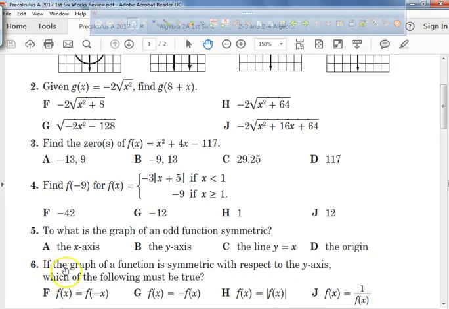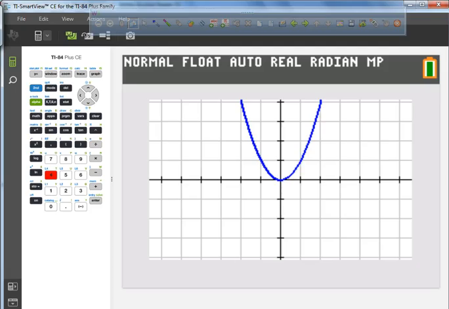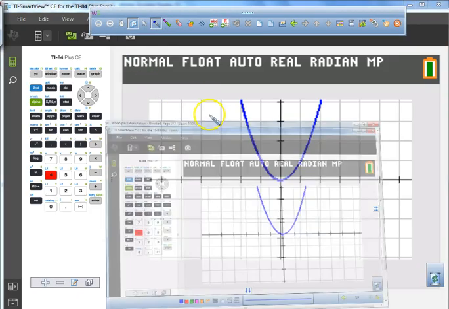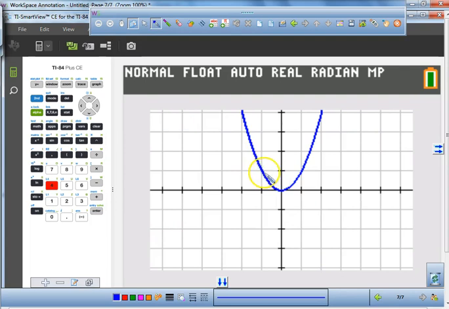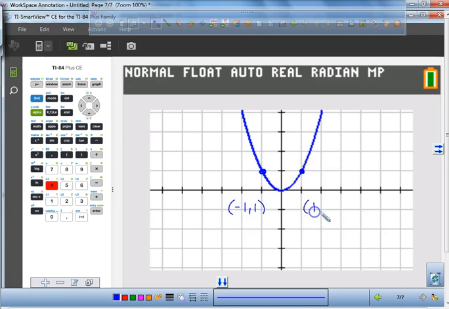All right, number 6 says, if the graph of a function is symmetric with respect to the y-axis, which of these has to be true? So in your calculator, we have y equals x squared. I'm going to show this point right here and this point right here. What's this ordered pair, everybody? That's a -1 and a +1. And what's this one right here? 1 and a 1. What do they share?